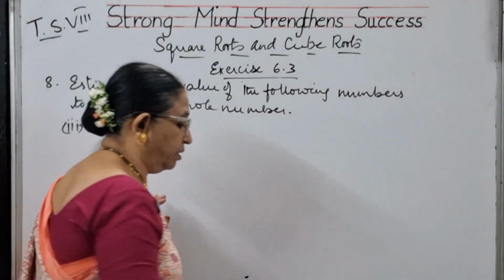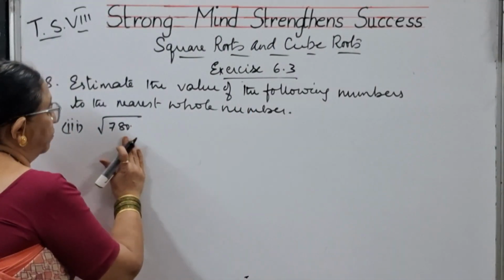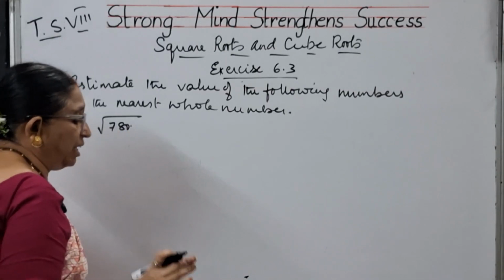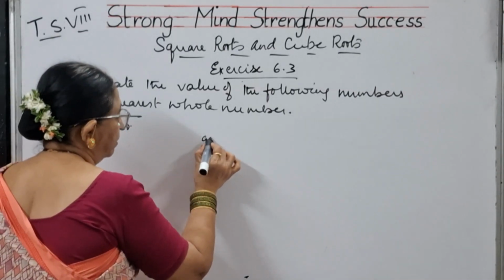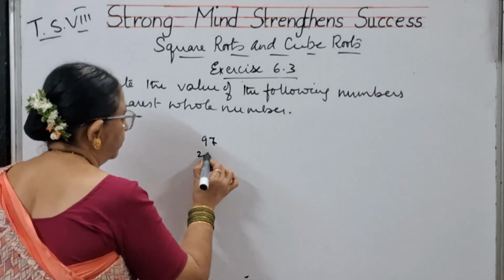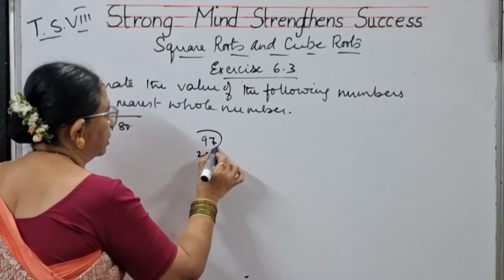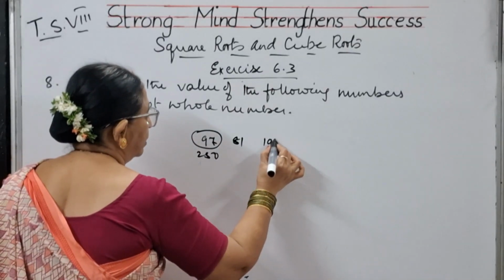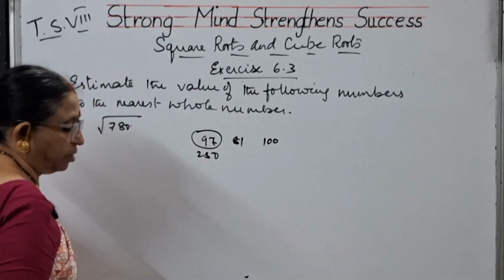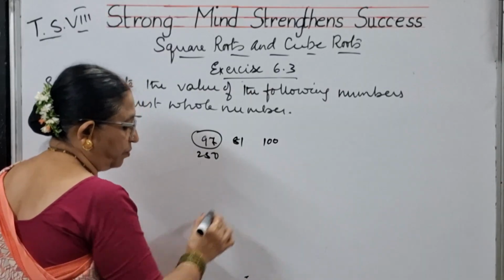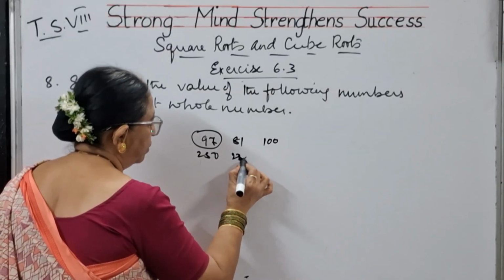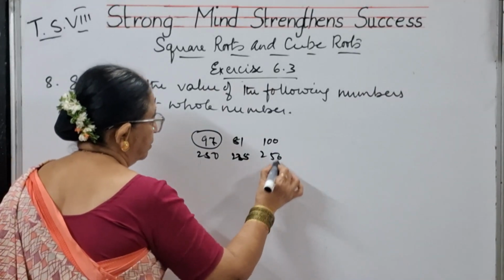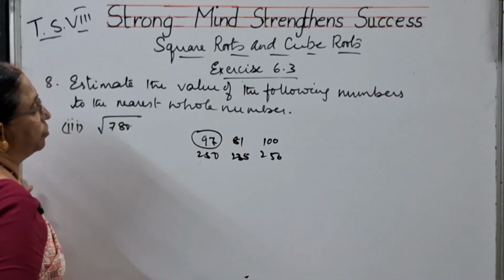I hope I am clear, children. Now the third bit is root 780. This is a little bit bigger number, children. In the earlier cases, you had 97 and you had 250. These two numbers you can find easily: 97, 9 nines are 81, 10 tens are 100, so very easily you could find out. And 15 15s are 225 and 16 16s are 256.